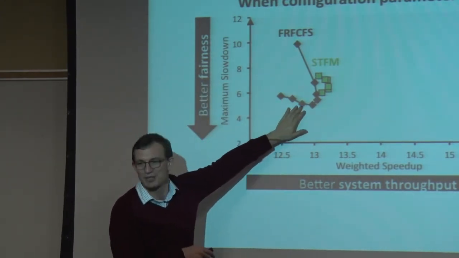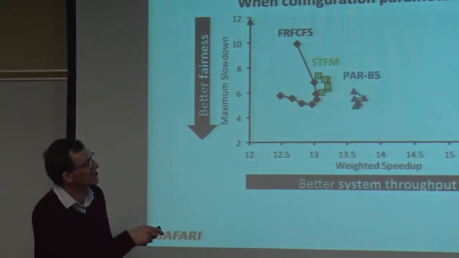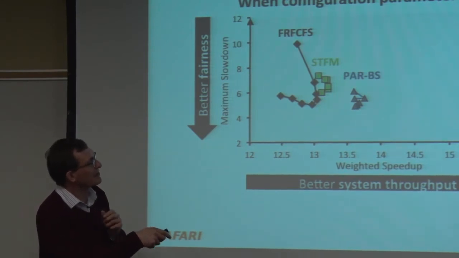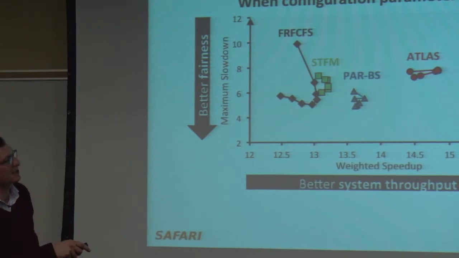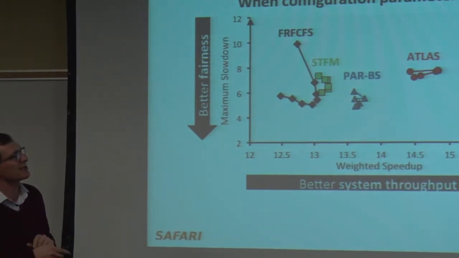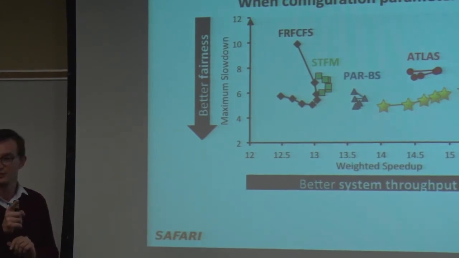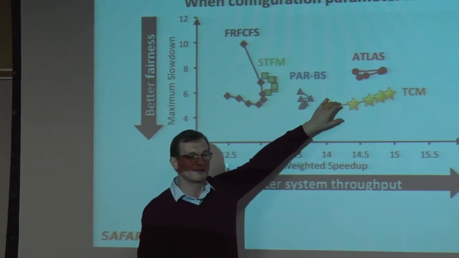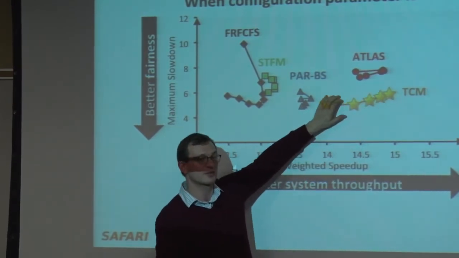It's kind of unpredictable, right? It's a really odd curve. In PARBS, if you vary the batching cap, or marking cap, that's what you get. In ATLAS, if you vary the interval size, that's what you get. With thread cluster memory scheduling, if you vary the cluster threshold, this is what you get. So it's kind of a Pareto curve, right? A Pareto optimal curve. All of these points may be good depending on whether you're optimizing for fairness or throughput.